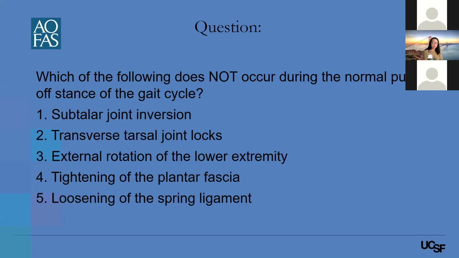I'm pushing off on the ground right now. My plantar fascia feels pretty tight, so I think it's not 4. And then external rotation of the lower extremity. Well, we said that when we evert, our tibia externally rotates, and we're not everting here. So I'm going to guess 3. Okay, so it's between 3 and 5, right? Yeah. So what is the spring ligament?